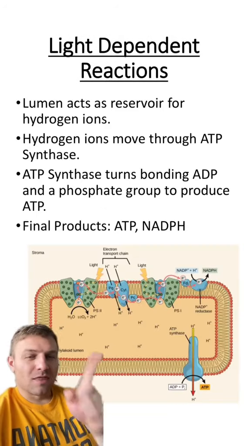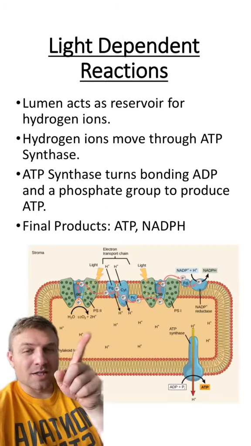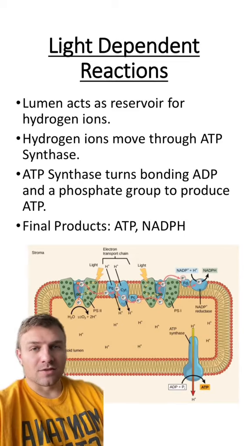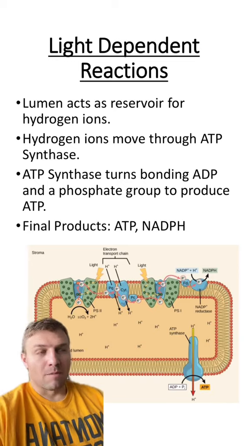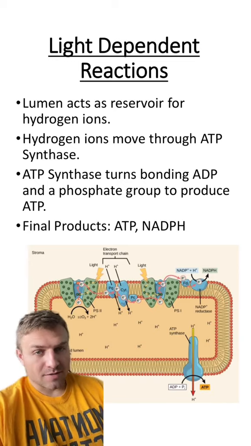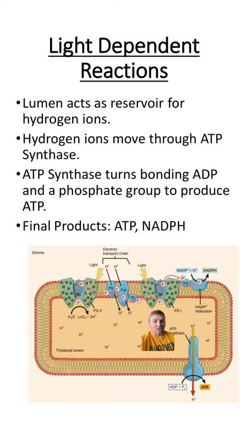We're not done yet. This is a thylakoid. The lumen inside the thylakoid is going to act like a reservoir for those hydrogen ions. Remember that hydrogen ions are basically just protons. Since there is a higher concentration of hydrogen ions here in the lumen compared with here in the stroma, they're going to want to move from areas of high concentration to low concentration. And they do this through this membrane protein known as ATP synthase.